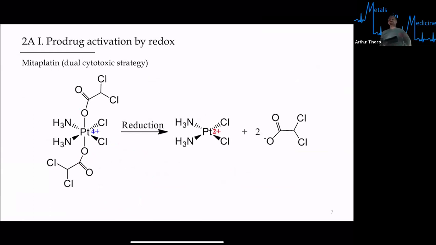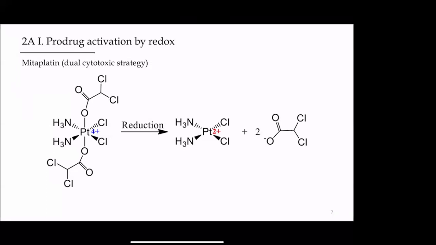Along the same lines, a lot of studies have been done trying to prepare platinum-4 compounds for the purpose of stabilizing those compounds, but then taking advantage of the redox within the cellular environment. So here's an example, mitoplatin, where the design is of a dual nature. What do I mean by a dual nature? We're trying to take advantage of the features of this compound to trigger cytotoxicity.